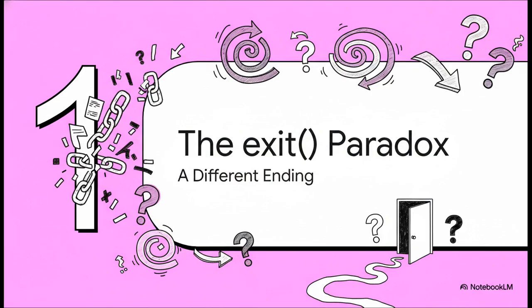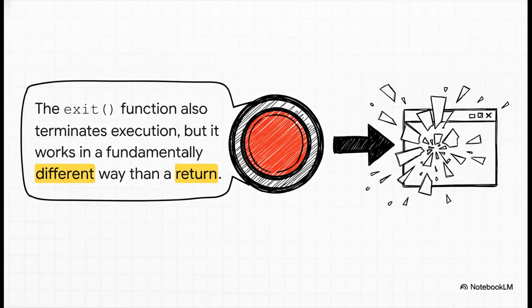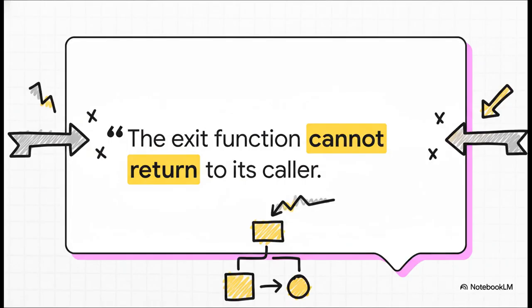We've just laid out the simple, polite rule of return. Now, let's introduce a function that seems to come along and just shatter that rule. Let's talk about the exit function paradox. See, it turns out there's this other way to end things, the exit function. But it doesn't just end one function, it brings the entire program to a screeching halt. Think of it less like leaving a room and more like hitting the big red game over button for the whole application.